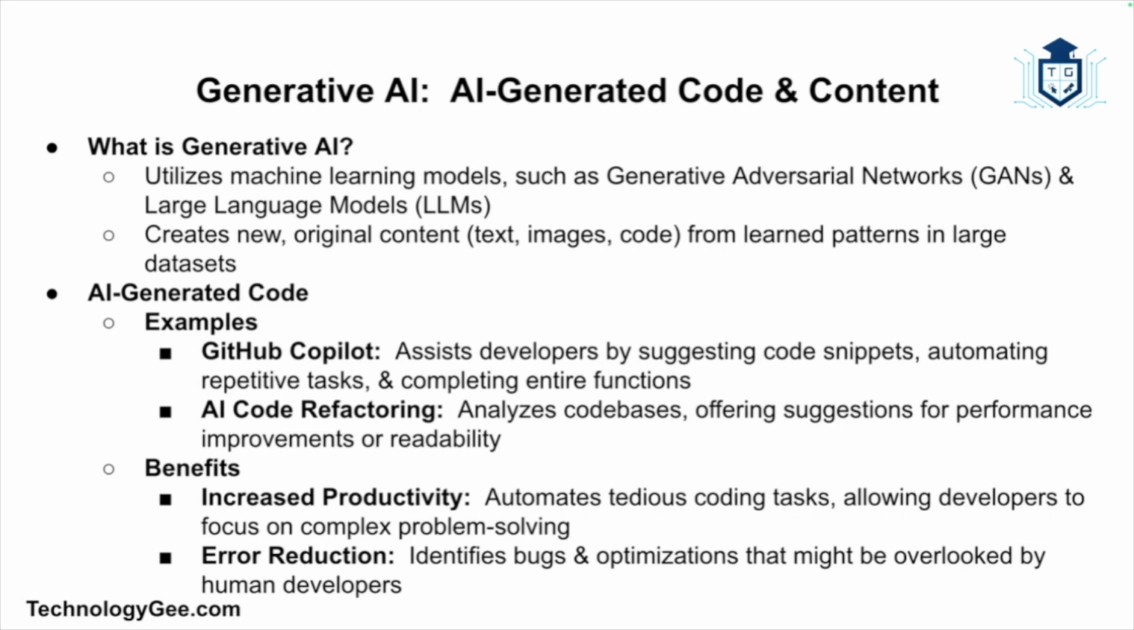And then you have AI code refactoring. So AI tools can analyze existing code bases and offer suggestions to refactor code for better performance or readability. And some of the benefits are increased productivity. So by automating tedious coding tasks, AI allows developers to focus on more complex aspects of software development. And then there's error reduction. AI can help catch bugs or suggest optimization that human developers might miss.